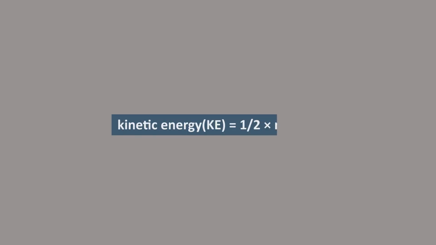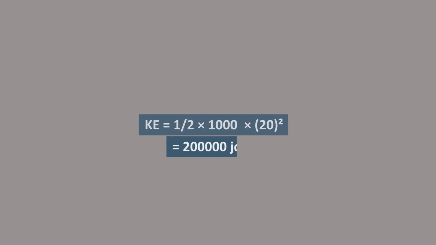Given mass of the car, m, equals 1,000 kilograms. Velocity of the car, v, equals 20 meters per second. Acceleration due to gravity, g, equals 9.8 meters/s squared. Kinetic energy, K, equals half times m times v squared. K equals half times 1,000 times 20 squared equals 200,000 joules.